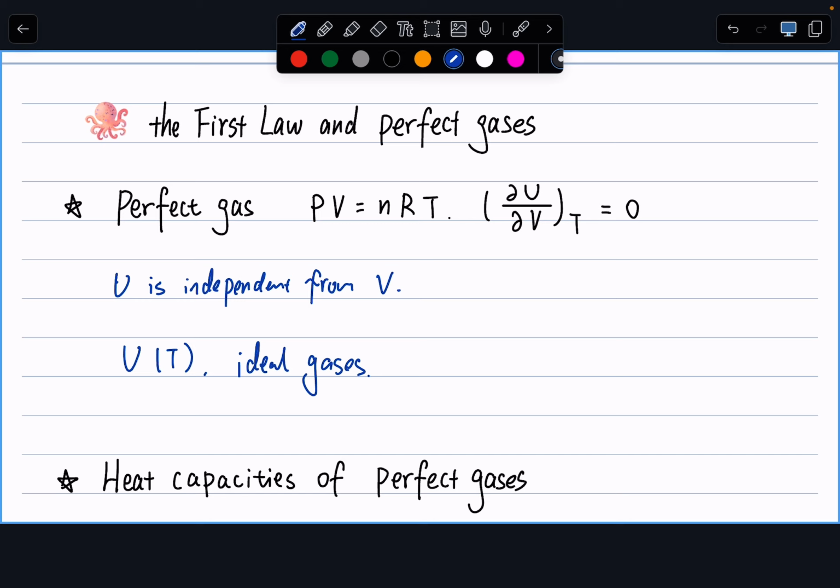So no intermolecular forces, and thus it doesn't matter how close or how far away your gas molecules are, and hence your internal energy doesn't depend on volume. It only depends on temperature, or how fast your gas molecules are moving, or kinetic energy in general. With that in hand, we can simplify some of the terms that we discussed, like heat capacities.